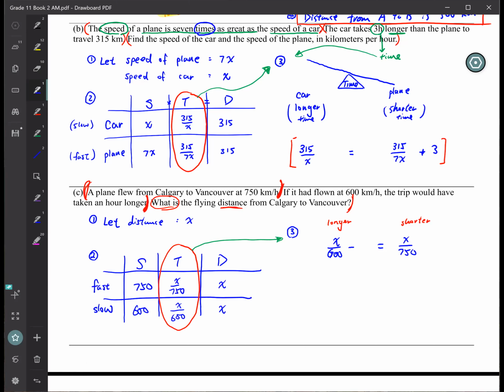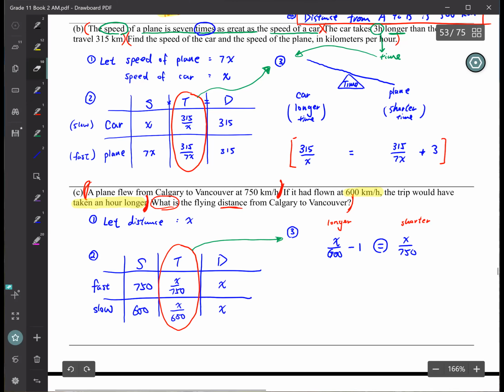Because from the question here, let me highlight that: taken an hour longer if you go at 600 kilometers per hour. So the shorter time is on the right side. The longer time needs to subtract 1 hour to be equal to the shorter time. Okay, so that's one way.